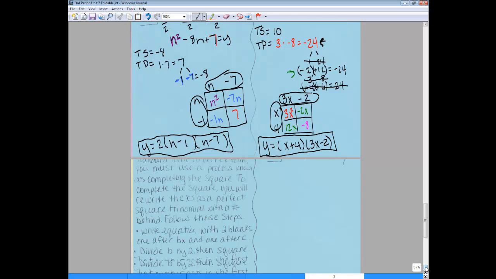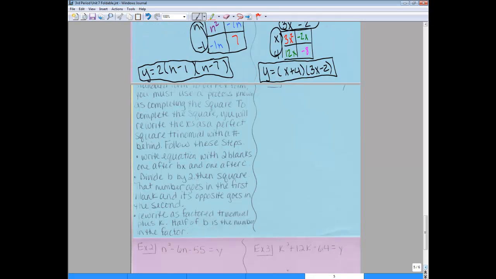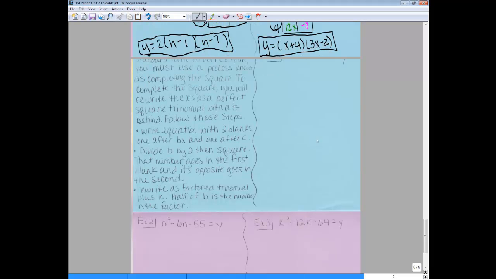Now we've got to do standard to vertex form. Okay, to complete the square, it actually writes out over here on the left, telling you exactly what you should do and in what order. So the first thing you have to do is write the equation with 2 blanks, one after bx and one after c. That may not make a lot of sense, but I'm about to do it for you.